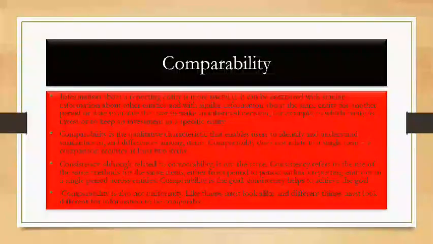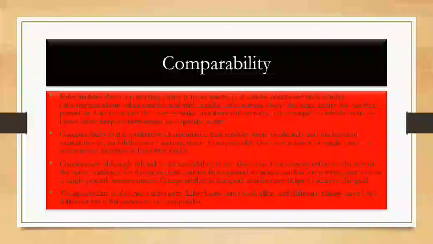Comparability. Information regarding a reporting entity will be more useful if it can be compared with similar information about other entities and with similar information about the same entity for another period or date to enable the users to make an informed decision. For example, in which entity to invest or keep an investment in a specific entity. Comparability is a qualitative characteristic that enables users to identify and understand similarities and the differences among items. Comparability does not relate to a single item. Comparison demands at least two items.